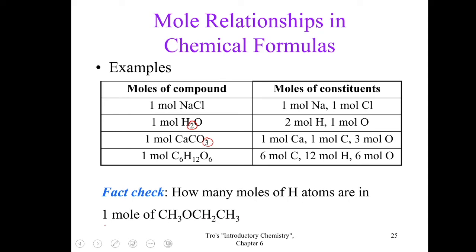If we had something like CH3OCH2CH3, how many moles of hydrogen atoms would we have? Well, we'd have 3 moles here, but we'd also have 2 moles here, and we'd have 3 moles here. That would give us a total of 8 moles.